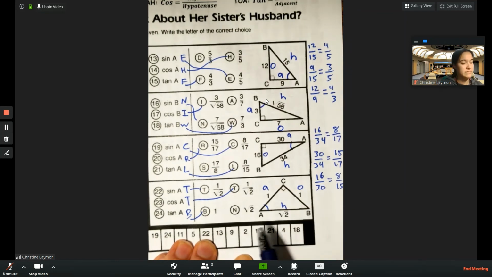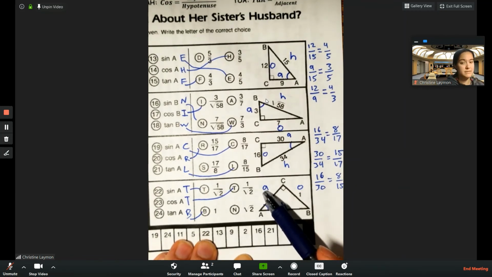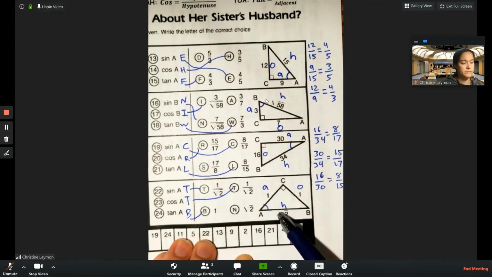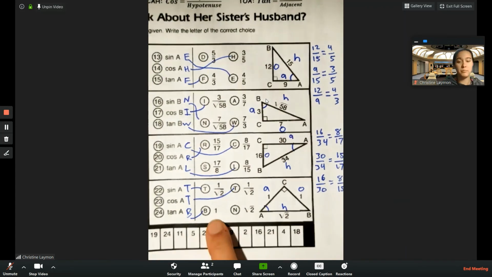So to find the sine of A, opposite over hypotenuse, 1 over root 2. Cosine of A, adjacent over hypotenuse, also 1 over root 2. And then finally, tangent of A, opposite over adjacent, and 1 divided by 1 is just the number 1.